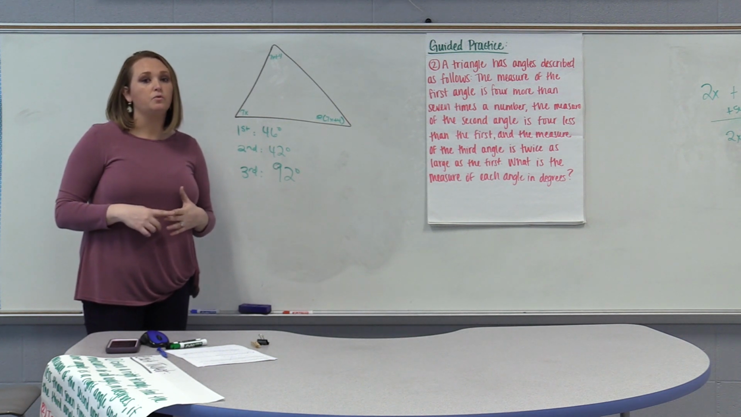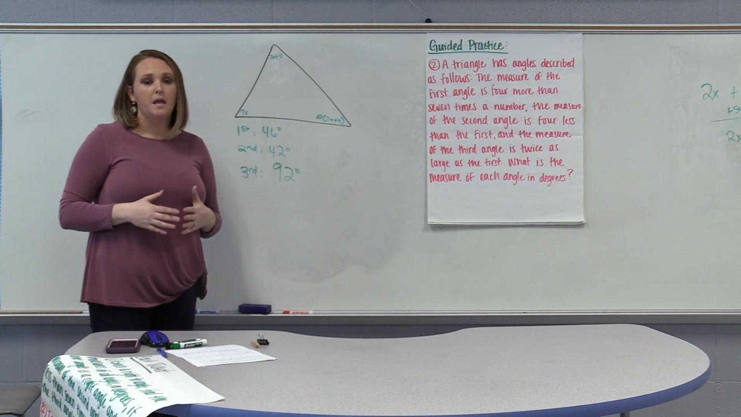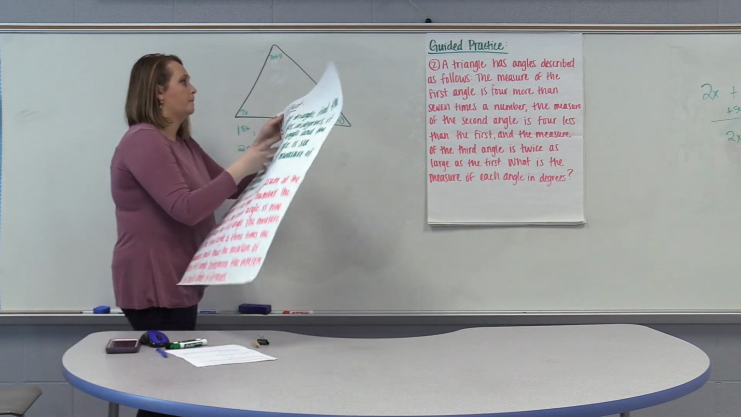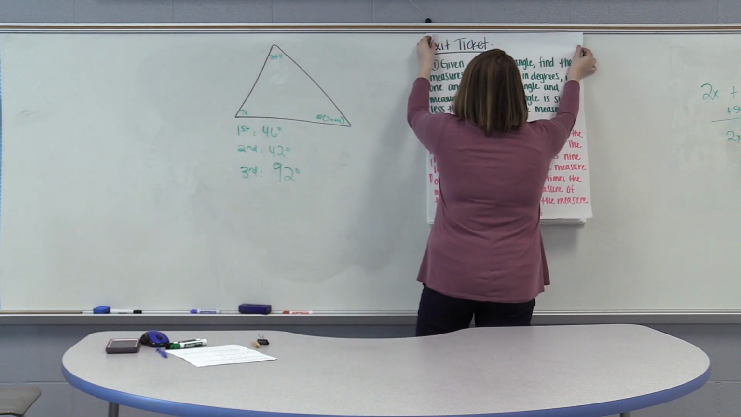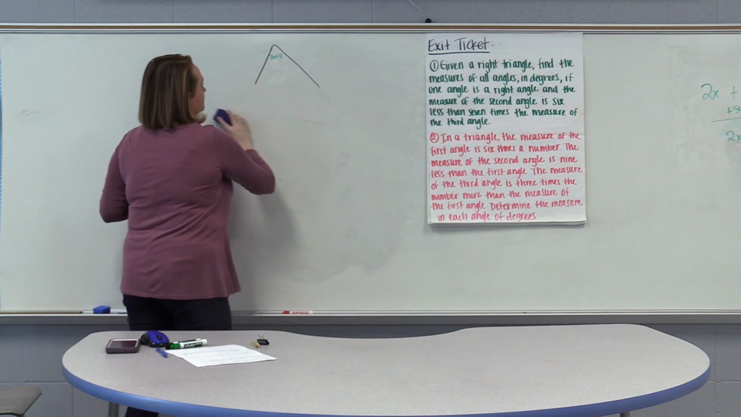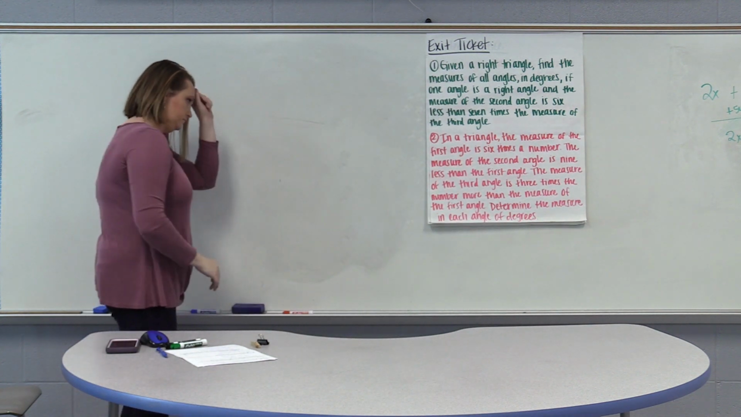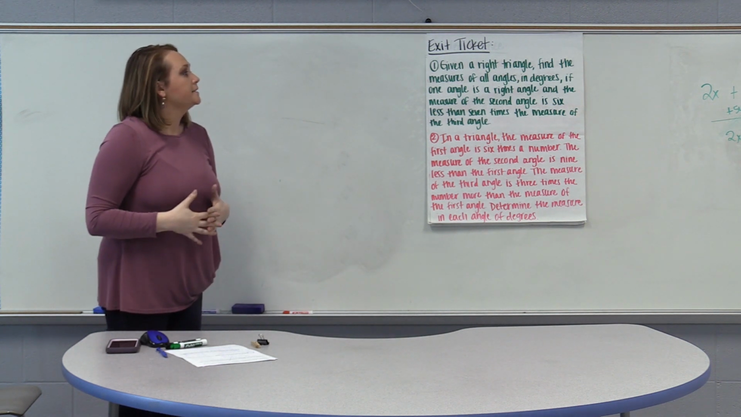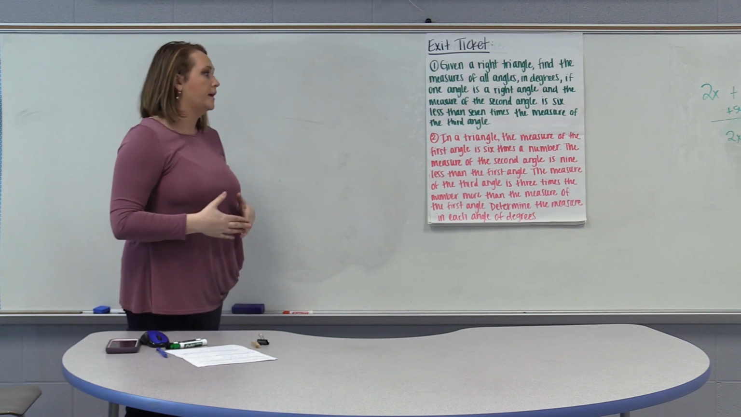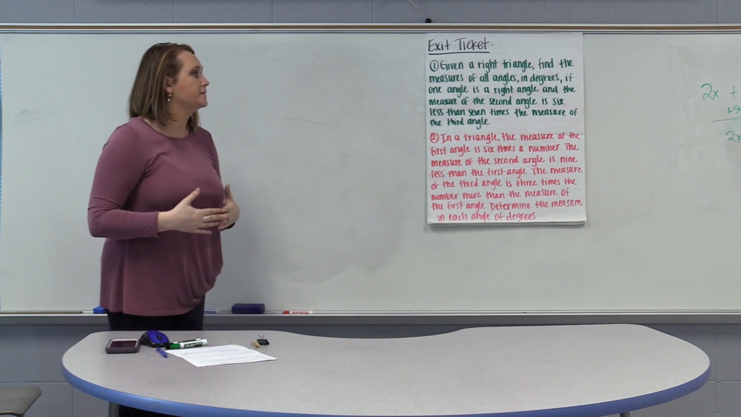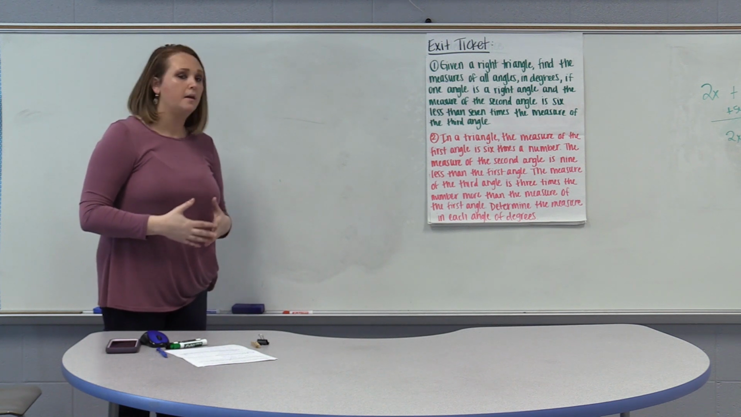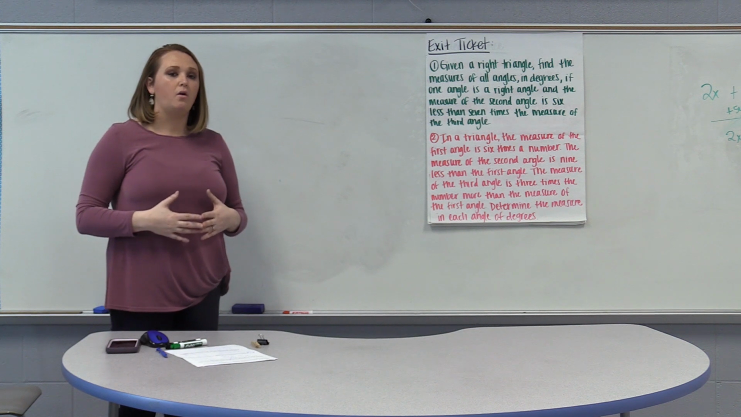Now try these two problems as your exit ticket today. I'll give you some time to work, and you can, of course, pause the video. The first one states, given a right triangle, find the measures of all angles in degrees. If one angle is a right angle and the measure of the second angle is 6 less than 7 times the measure of the third angle. Take some time and work this one out on your own.